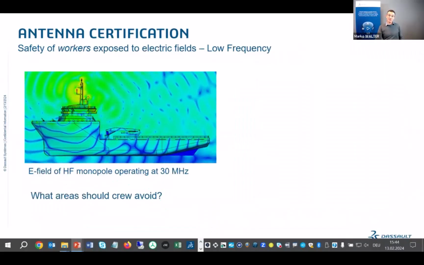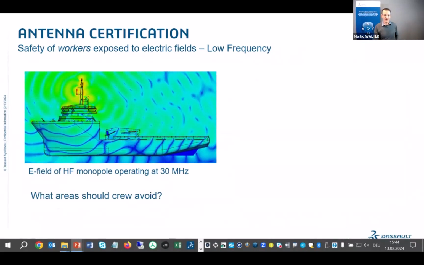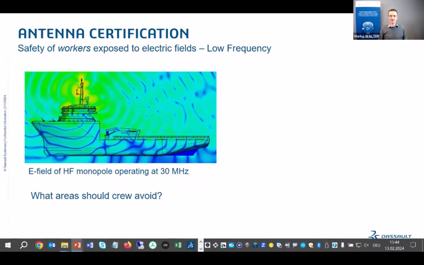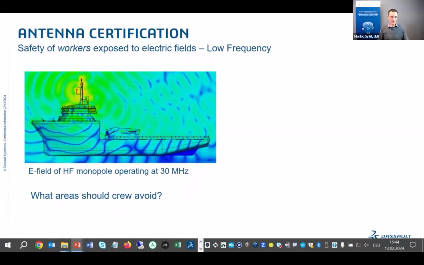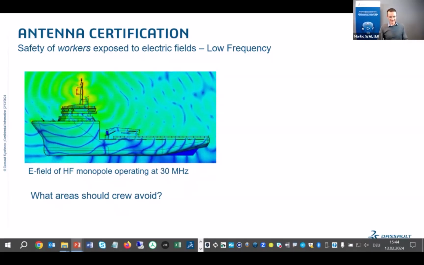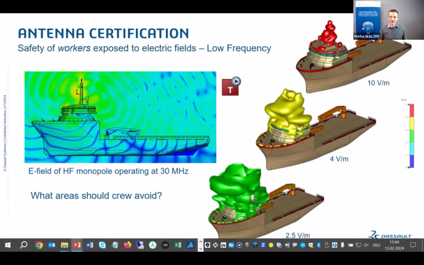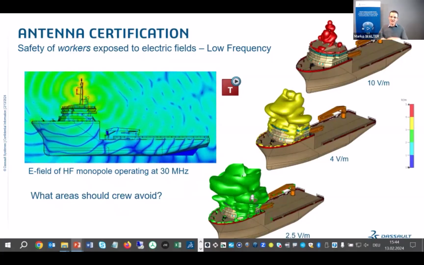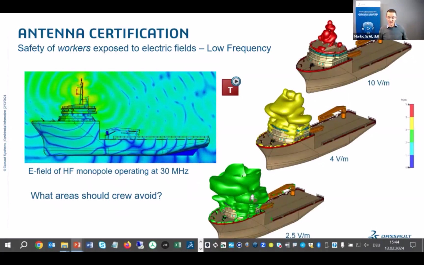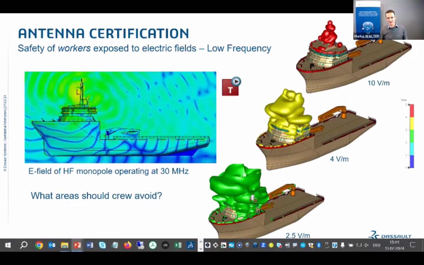Now, limits also apply not only for users of phones or other worn devices, for example, but also for people or workers that are exposed to electric fields in areas where they are pursuing their occupation. So, for example, if I'm working on a ship and there's a high frequency monopole operating at some frequency, what areas should the crew avoid? Well, again, we can simulate this, and we can nicely illustrate or predict and illustrate the safe zones where crew shouldn't be by using these sort of three-dimensional isosurfaces at specific field values.